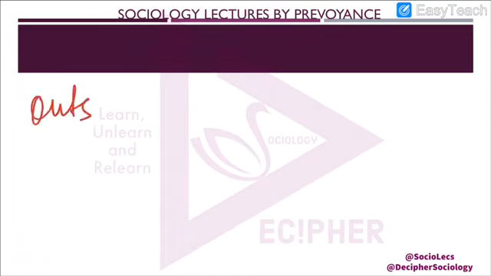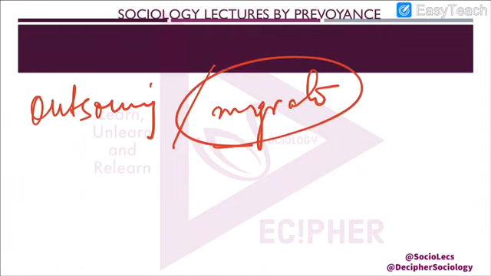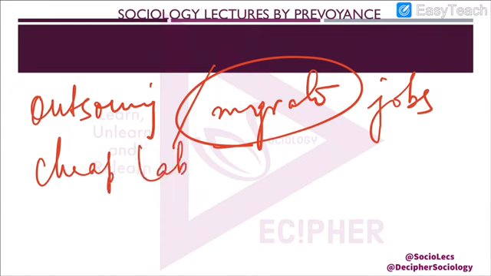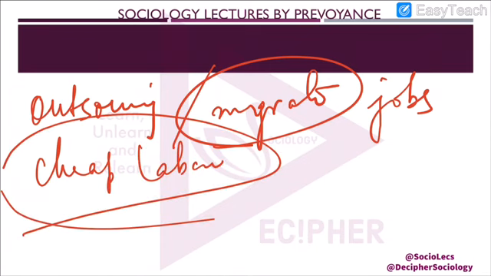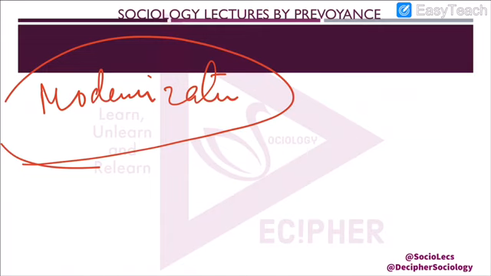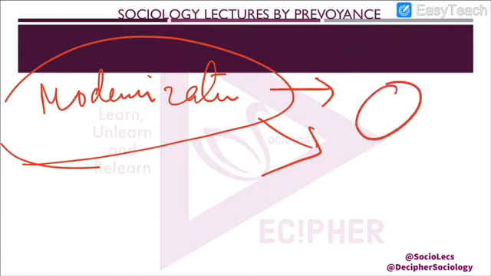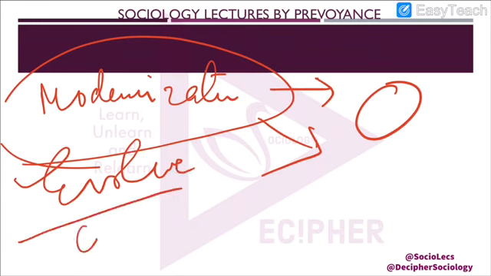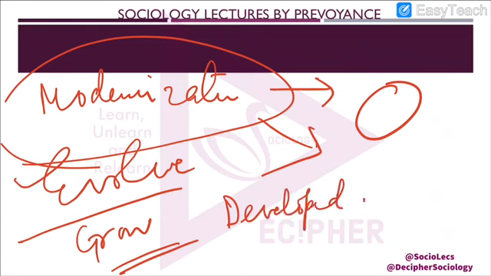What happens when there is outsourcing? What happens when people migrate to other places in search of jobs? What happens when people come here for cheap labor? When MNCs, multinational corporations, are set up, what happens? Is globalization a sign of modernization, westernization? What changes does an economy go through? How does an economy evolve or grow? Will we ever be a developed economy? These are the questions that should come to your mind.